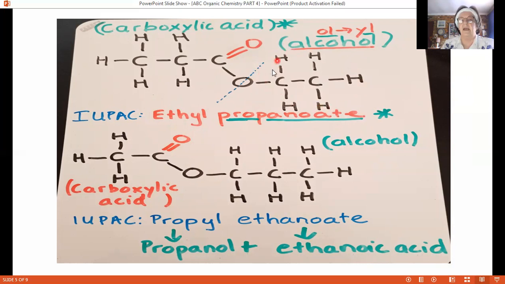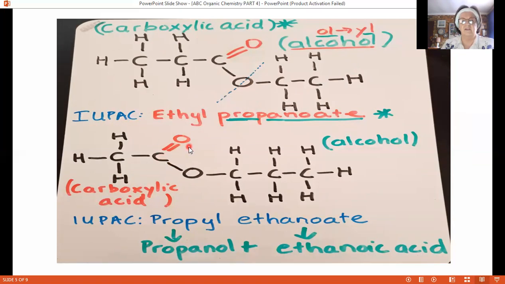Now you have to recognize by now that when we form the ester, we first write the name of the alcohol, and then we write the name of the carboxylic acid, and together the suffix is then oate.